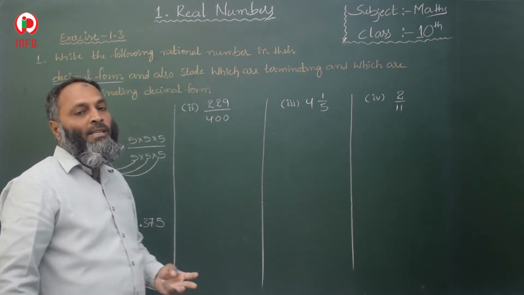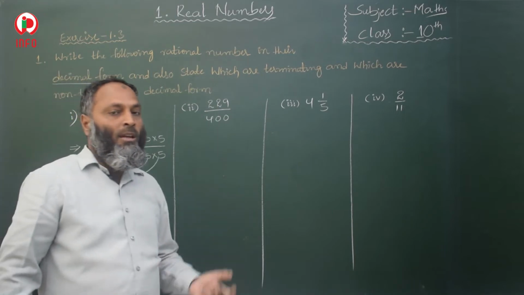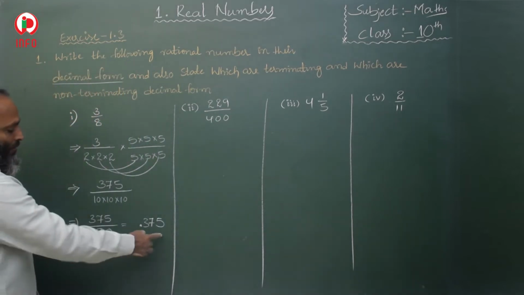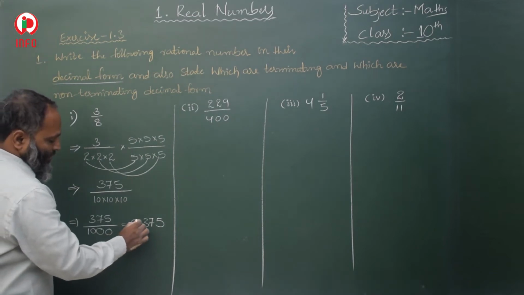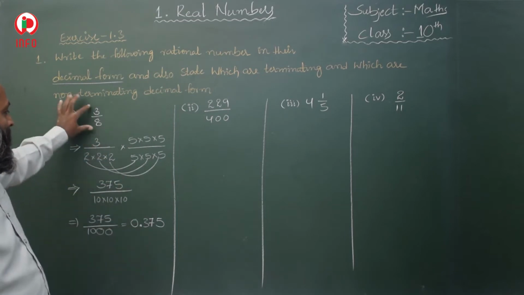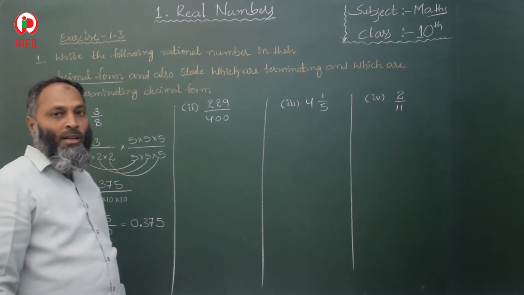If 100 is there in the denominator, after 2 digits we keep a decimal. If 10 is there, then after 1 digit we keep a decimal. After the number nothing is there, so we take 0, that is 0.375. This is the decimal form. This is the rational number into decimal form.